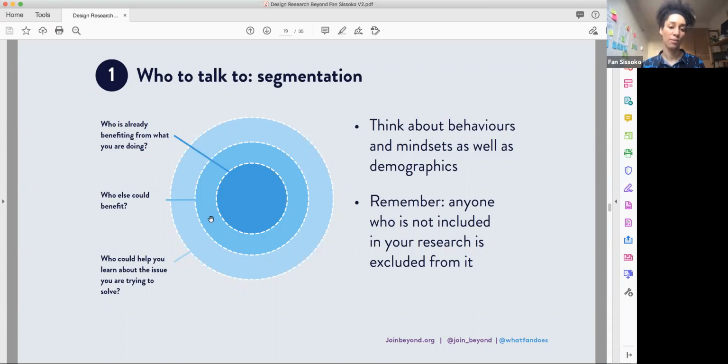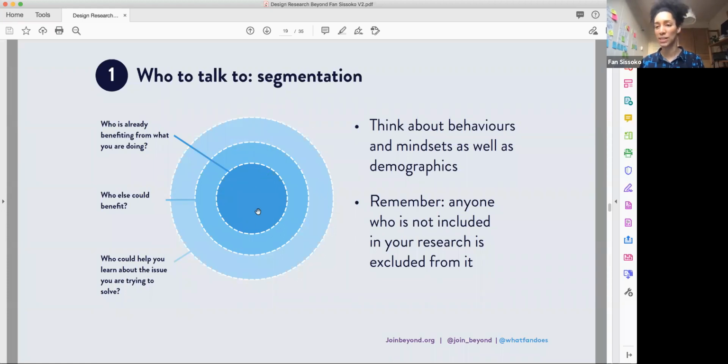Or what else could I do so that my service becomes more beneficial to them as well? And then finally, who could help you learn about the issue that you're trying to solve? So essentially, experts or people who've already solved what you're trying to solve, but in another context, maybe in another country or another region. So you should aim to include people from each of those categories in your research.